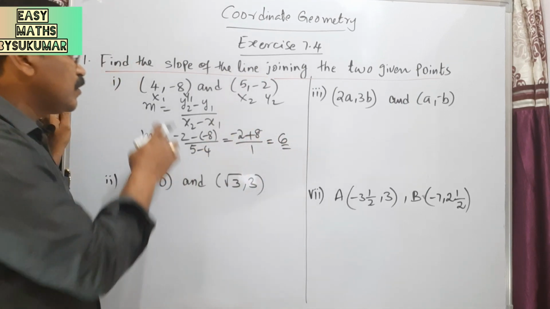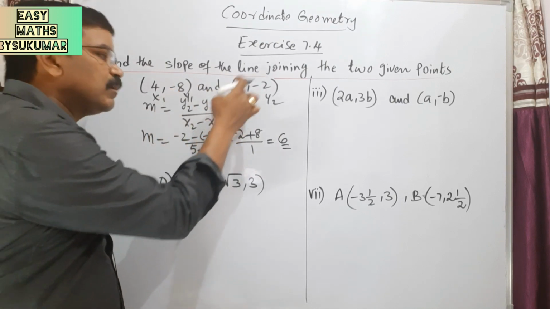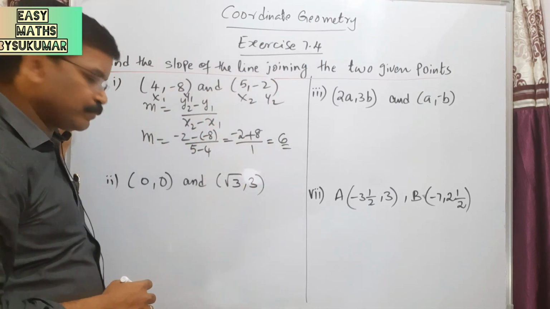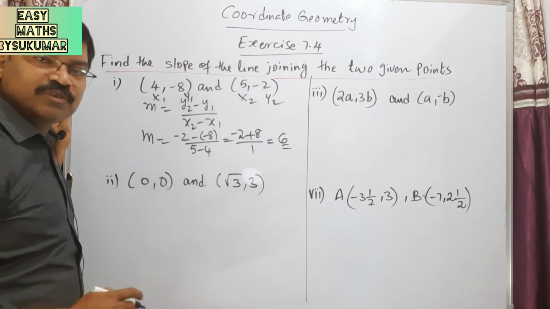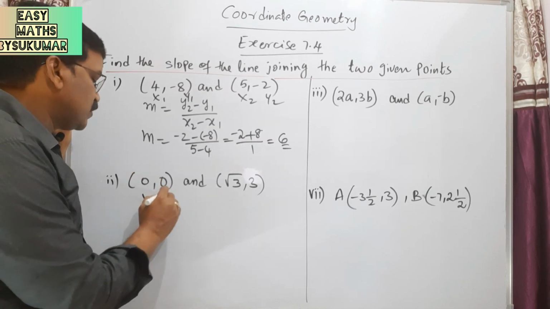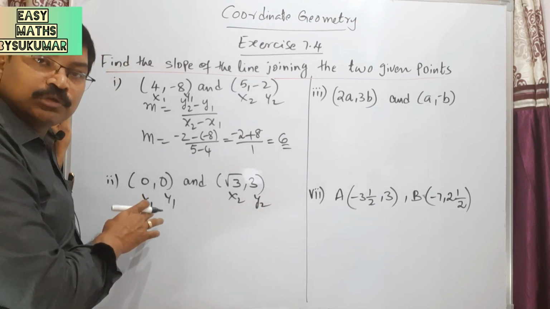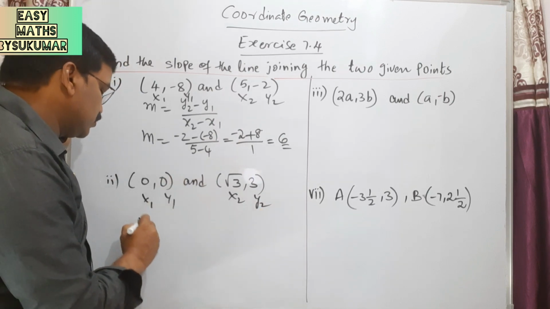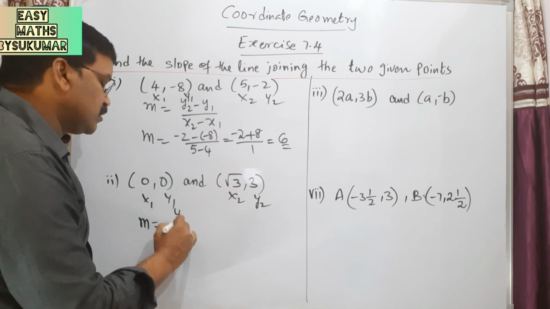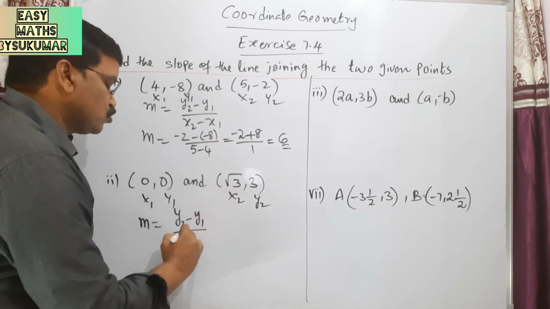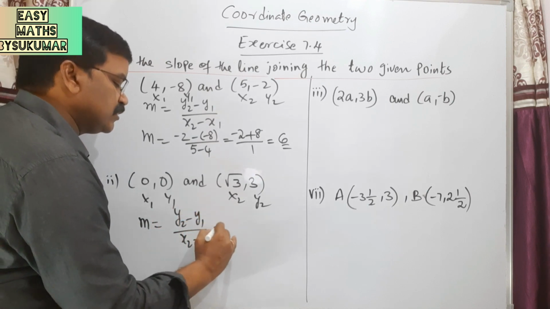So the slope of (4, -8) and (5, -2) is plus 6. Okay. Now coming to the second question here. This is x1, y1, x2, y2. So (0, 0) is the origin. Right. Slope m is equal to, as you know, y2 minus y1 by x2 minus x1.